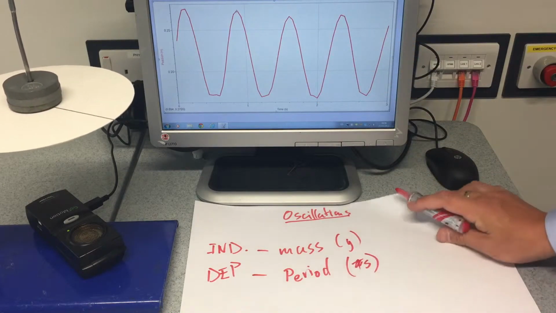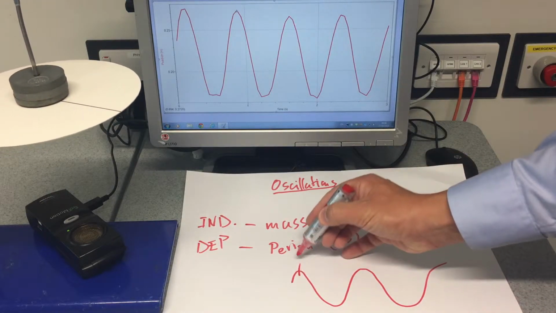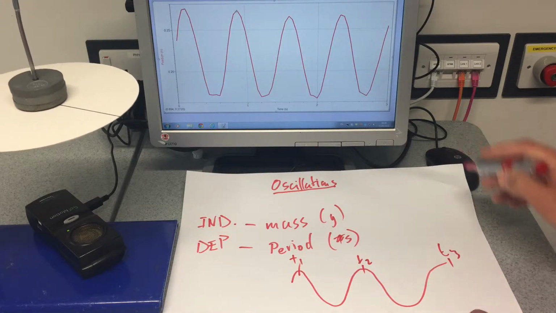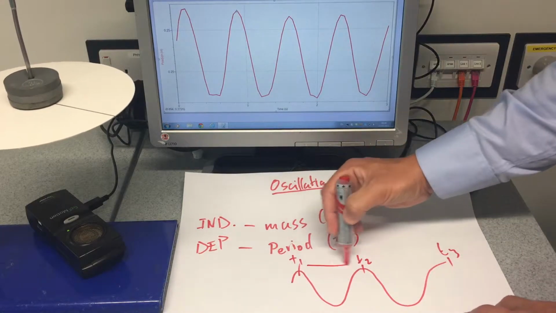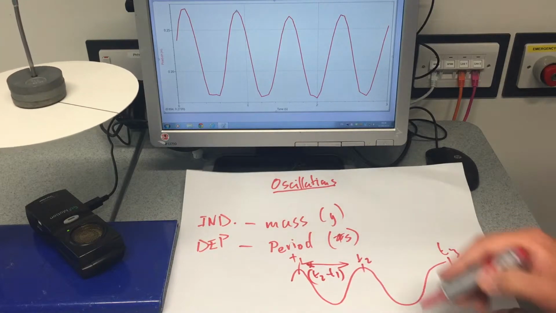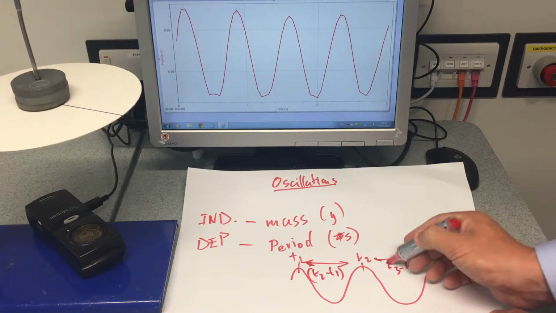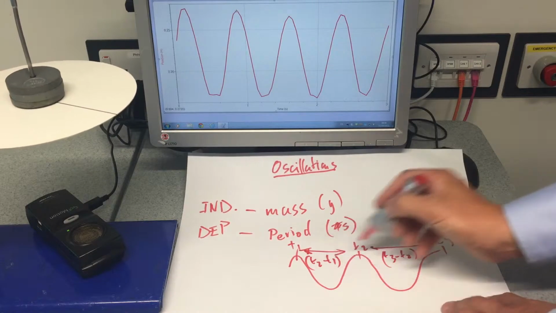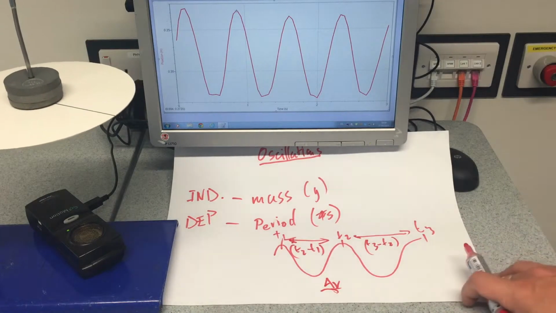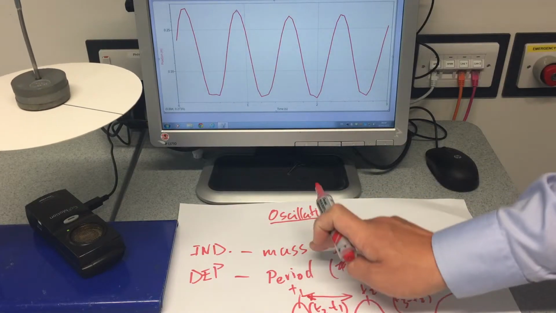So what we're going to do is, let me try and draw that trace. We're going to take the time period here, the time period there, the time period there, and then we're going to measure the difference here, which is a time period. We're going to measure the difference here, which is a time period, and then we're going to average those two out to get the time period. Okay, that's the rationale. Changing the masses, we're looking at how the time periods will change and be affected.